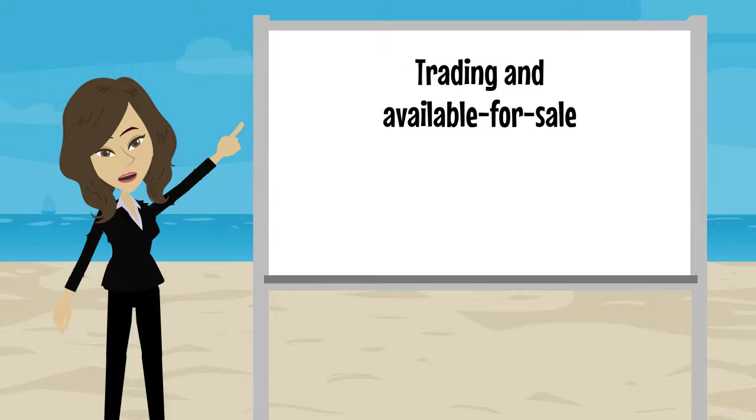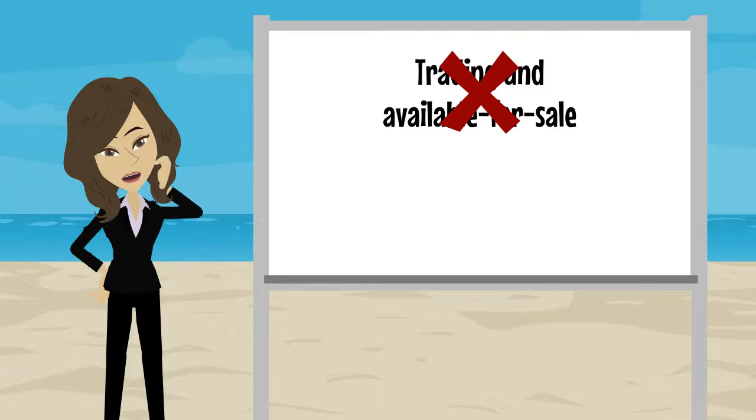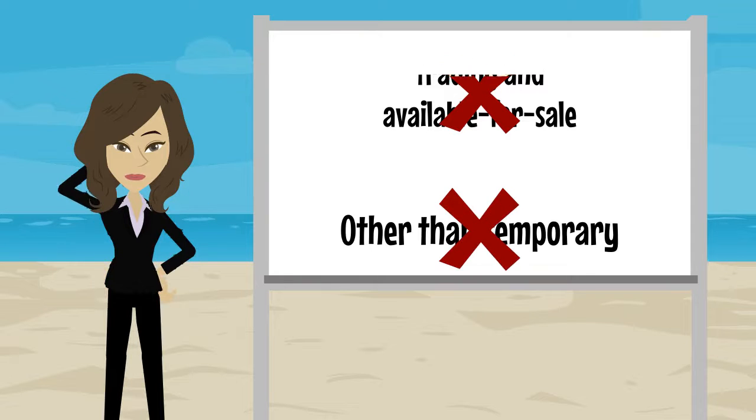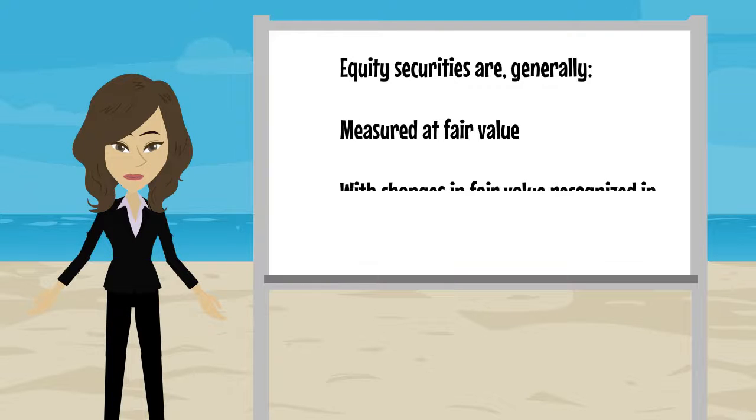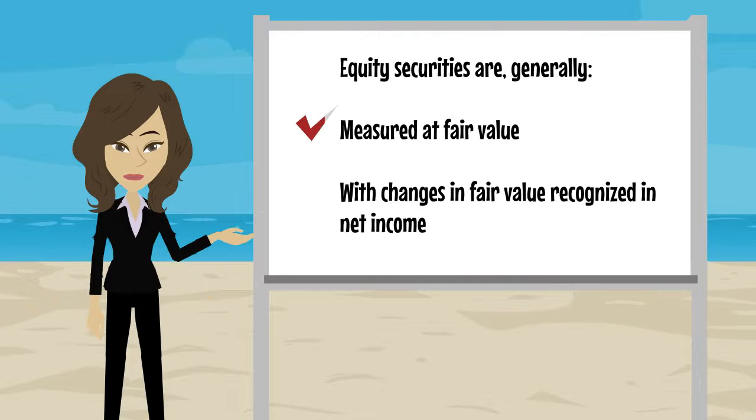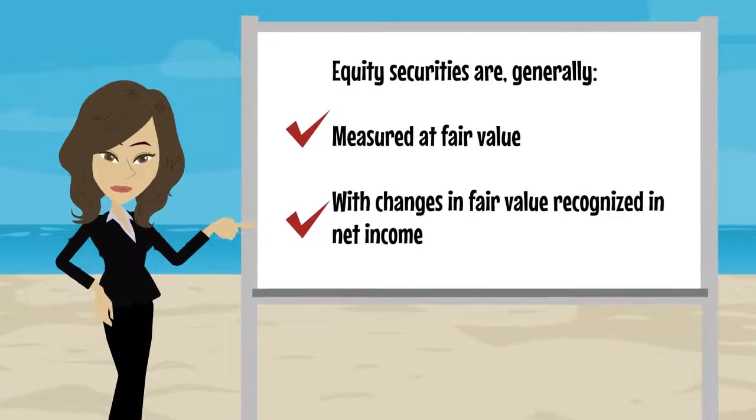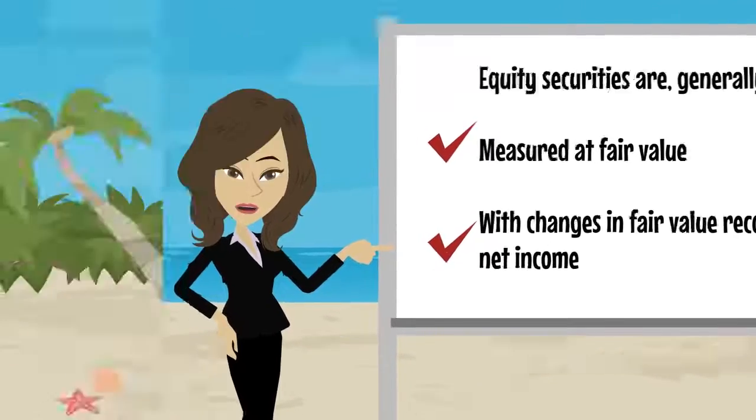Remember the trading and available for sale categories for equity securities? They're gone. What about the headache of determining whether impairment of such investments was other than temporary? That's gone too. Why? Because ASC 321 requires equity investments within its scope to be measured at fair value, with changes in fair value recognized in net income, making these categories and other than temporary impairment assessments moot.